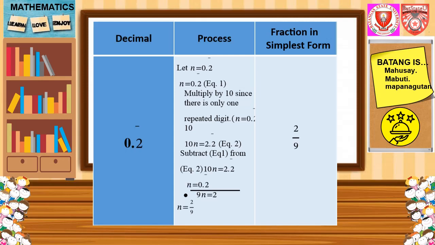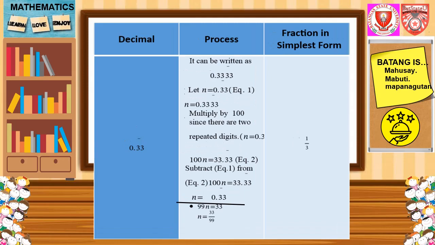This will be equation 2. Let us subtract equation 1 from equation 2. So 10n equals 2.2 bar minus n equals 0.2 bar. Our difference is 9n equals 2. Then n is equal to 2 over 9. Our decimal number 0.2 bar is equal to the fraction 2 over 9.